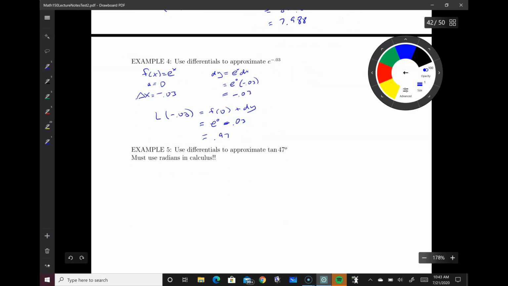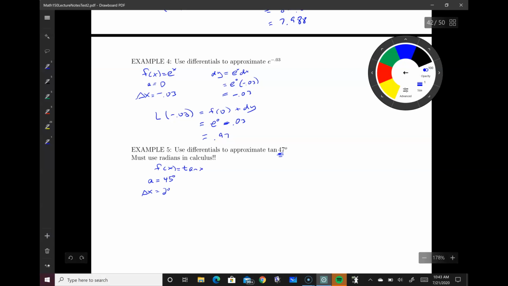All right. So now we move into the territory where we have to use radians when we're doing these. Must use radians, so I must change the degrees to radians. Let's start off with the degrees and we'll move along, changing it to radians as we go. So our function, you see, is going to be tangent of x. So the nice angle that I want to find the slope of the tangent line at is going to be 45 degrees, and then my delta x will be 2 degrees.